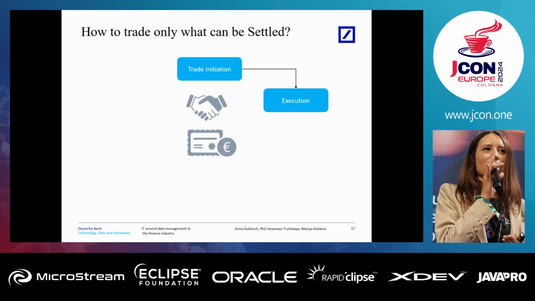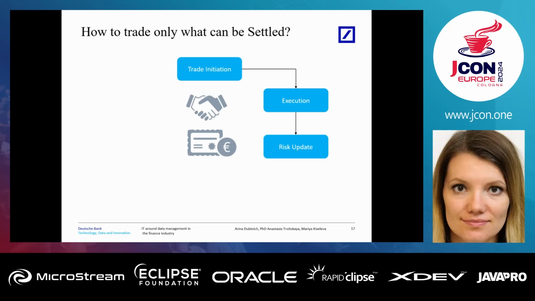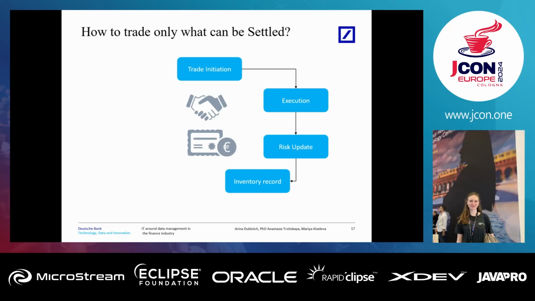And it is an interesting question. What happens next? Then we should update risk in the intraday risk management system. It is required for traders, because the trader should be able to see the real picture of what has been traded and his actual book balance. Then the trade should be recorded in the inventory system. It's a kind of global storage for the trade, where you can find all the details about the trade.